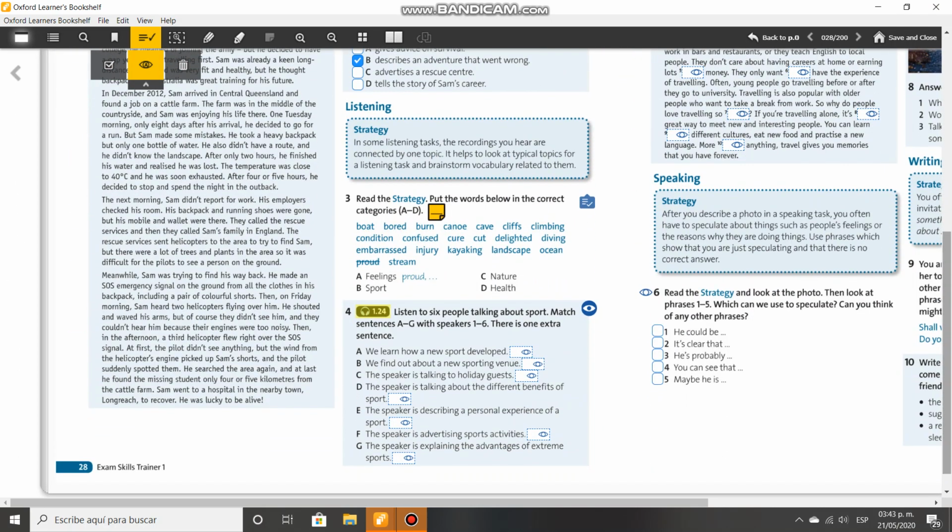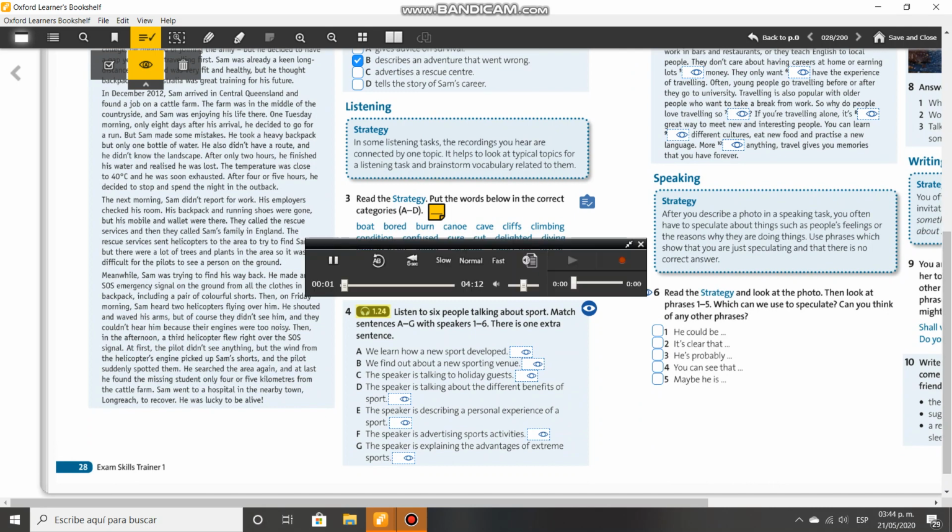And now we have a listening, okay? So it says, listen to 6 people talking about a sport and match the sentences A to G with the speakers 1 to 6. There is one extra sentence, so take 1 or 2 minutes to read the sentences, and then please listen to the audio.